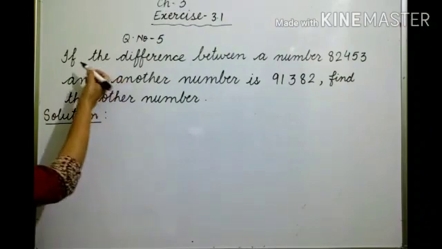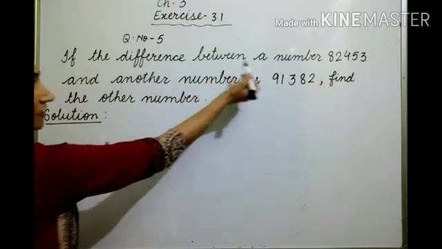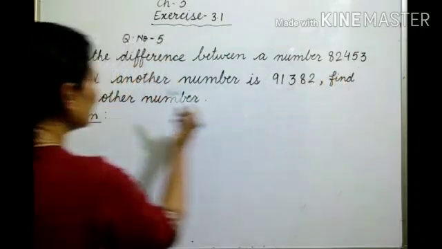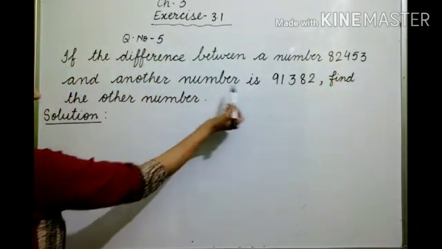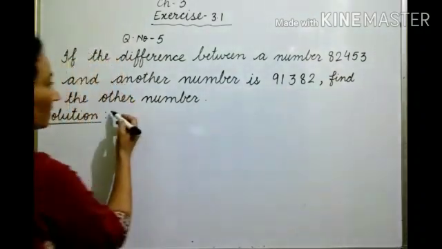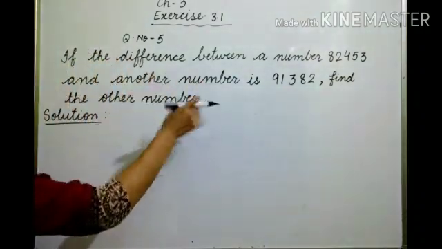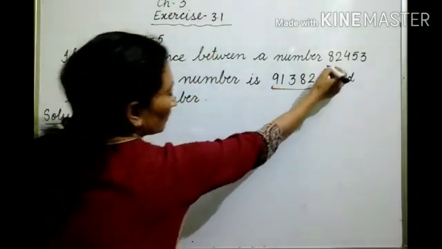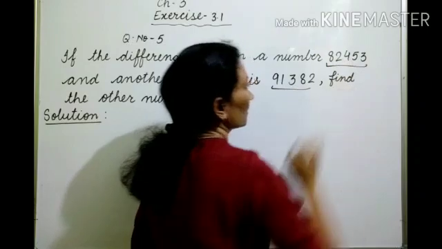What is the statement? If the difference between a number 82,453 and another number is 91,382, find the other number. Means two numbers difference is given this and one number is given this.